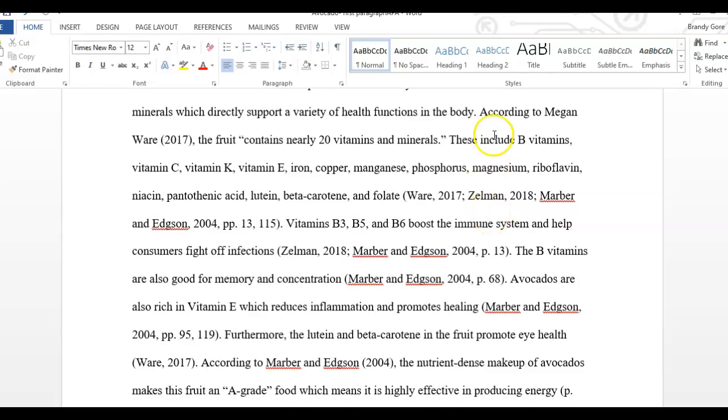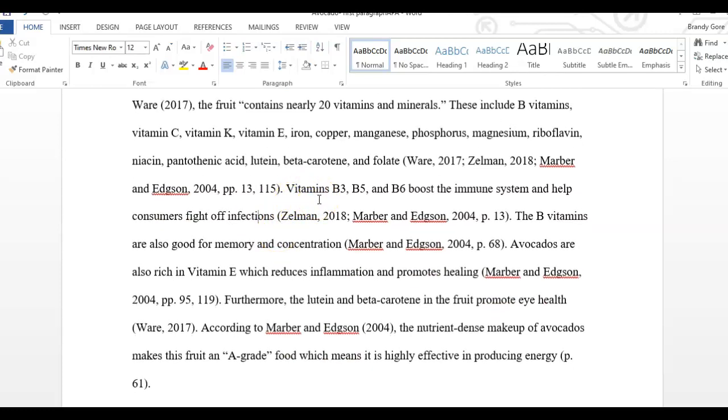And note that, yes, we have mentioned Megan Ware already. If we were to mention her again in a sentence, if we were to say Ware said, we wouldn't repeat the year, but we're always going to use the year when it shows up in parentheses. Okay, so Ware 2017, semicolon, Zellman 2018, semicolon, Marber and Edgson 2004, pages 13 and 115. I really could not determine how APA does multiple separate pages. MLA shows it like this, and so I assume that just putting the 2 P's that indicate there's more than one page will suffice here.